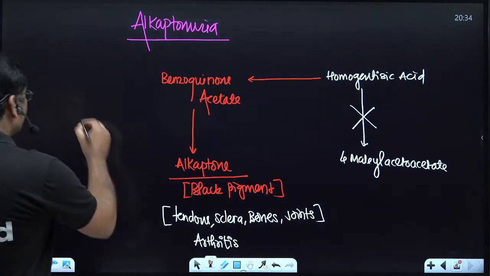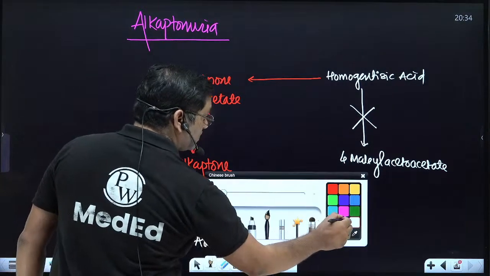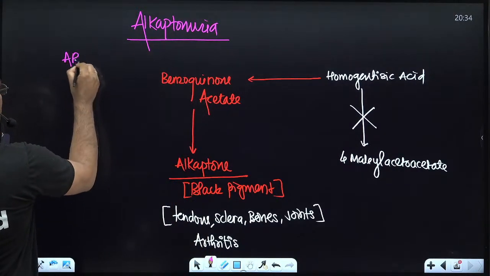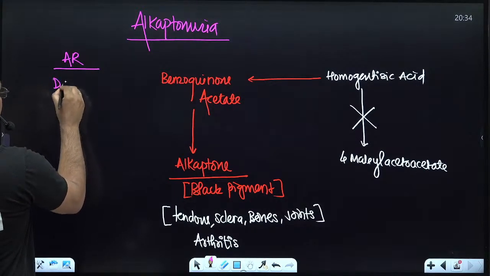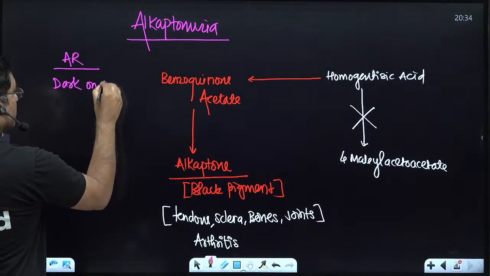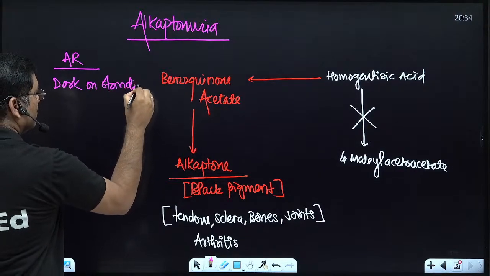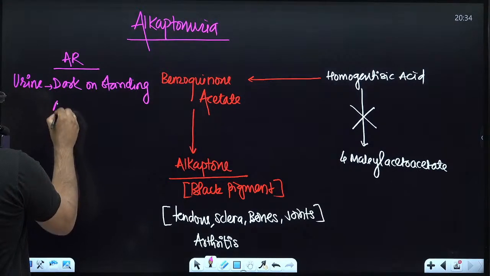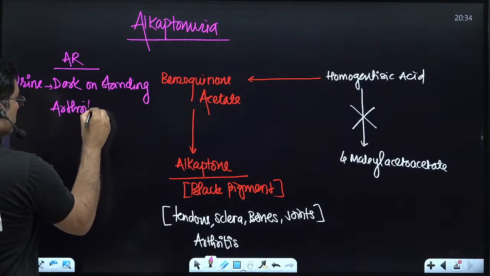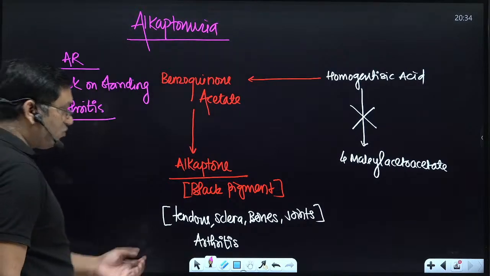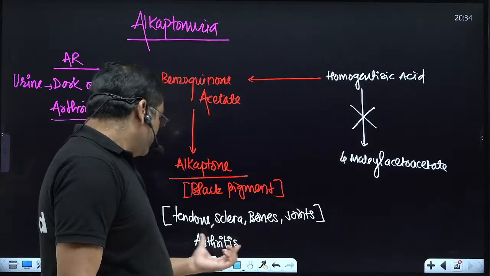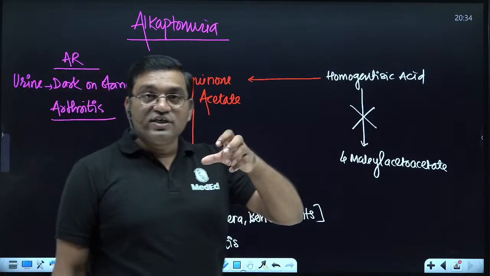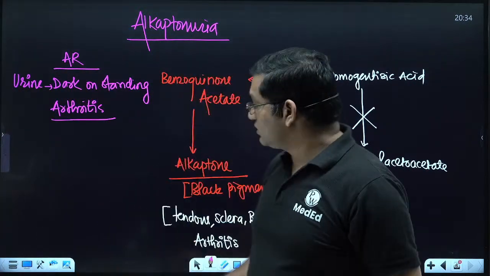This is an autosomal recessive disorder, often goes unnoticed. You may notice a black staining diaper. Urine turns dark on standing, on exposure to air. This is the classical feature. Then there is a tendency to develop arthritis in adulthood, because of black deposition in tendons, sclera, bones, joints, and also in the intervertebral disc.